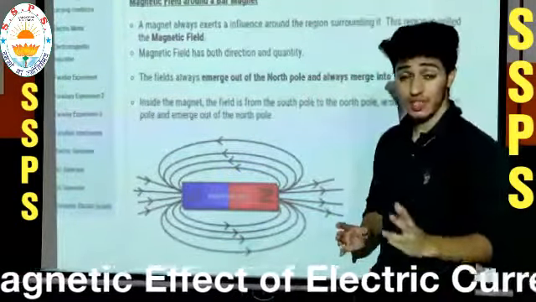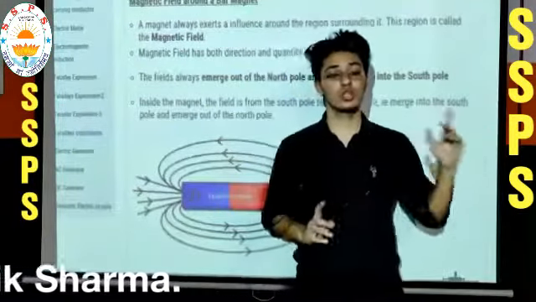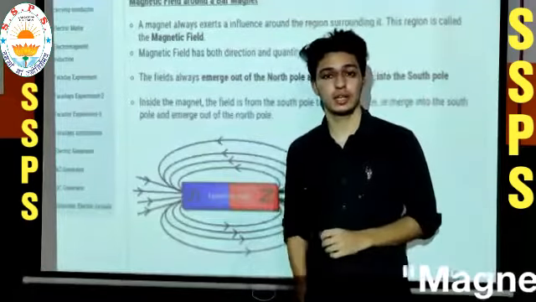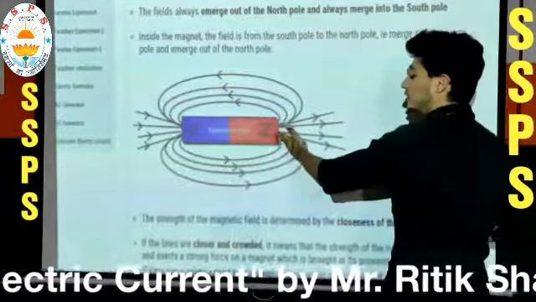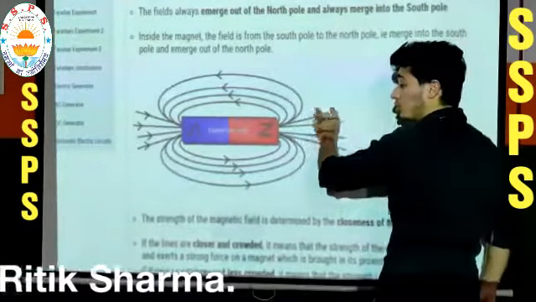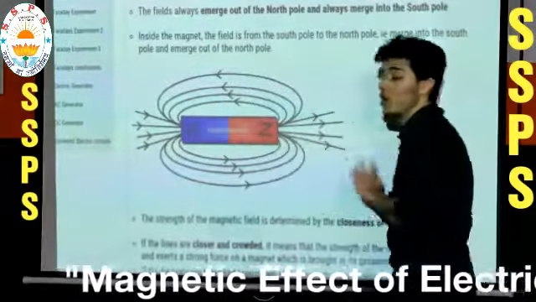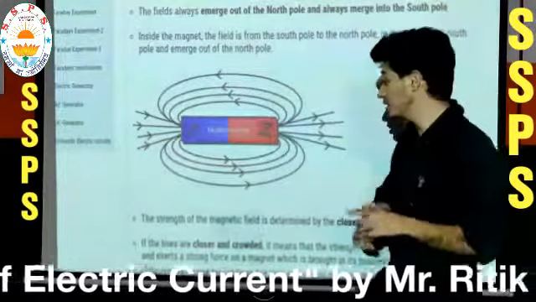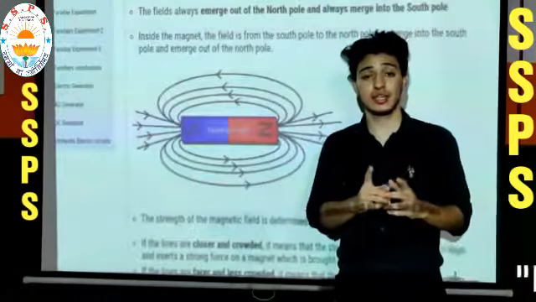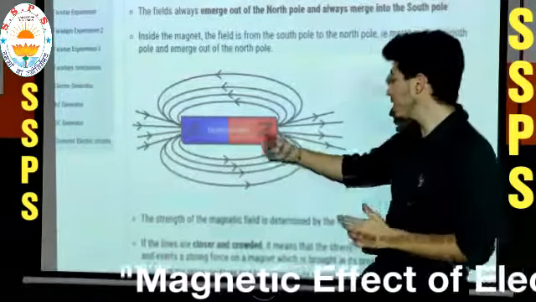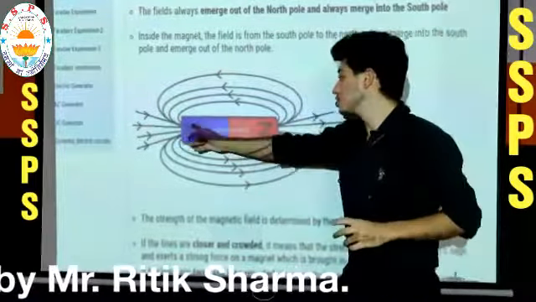Magnetic field always emerges from the north pole of the magnet and goes to the south pole of the magnet, outside the magnet. Like we have a bar magnet here, and the magnetic field will come out of the north pole and go to the south pole, outside the magnet. And inside the magnet it goes from south pole to north pole. That is, it makes a complete loop.